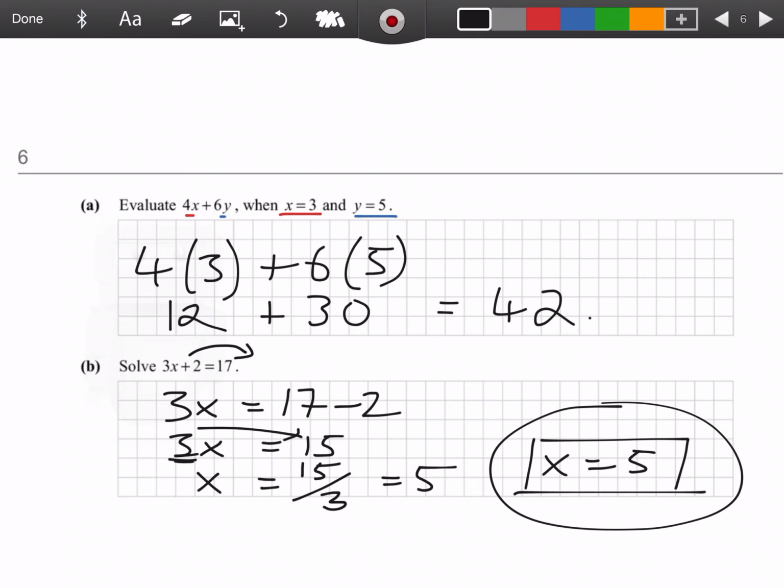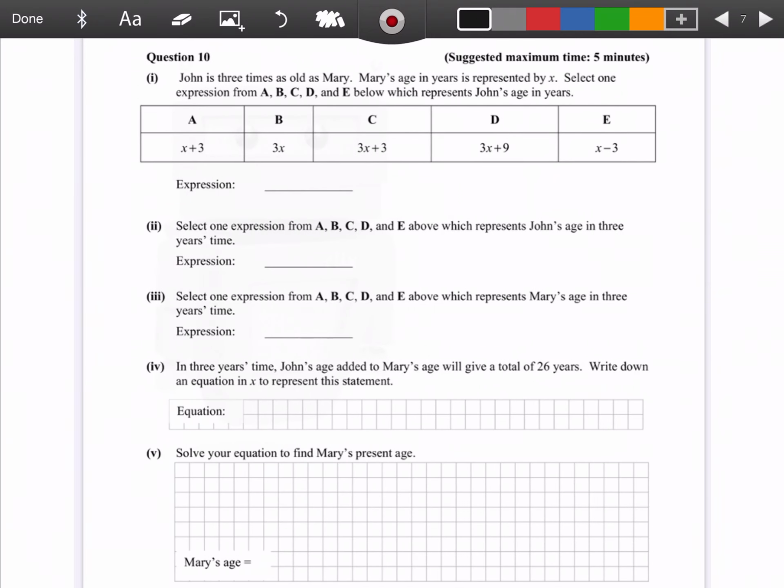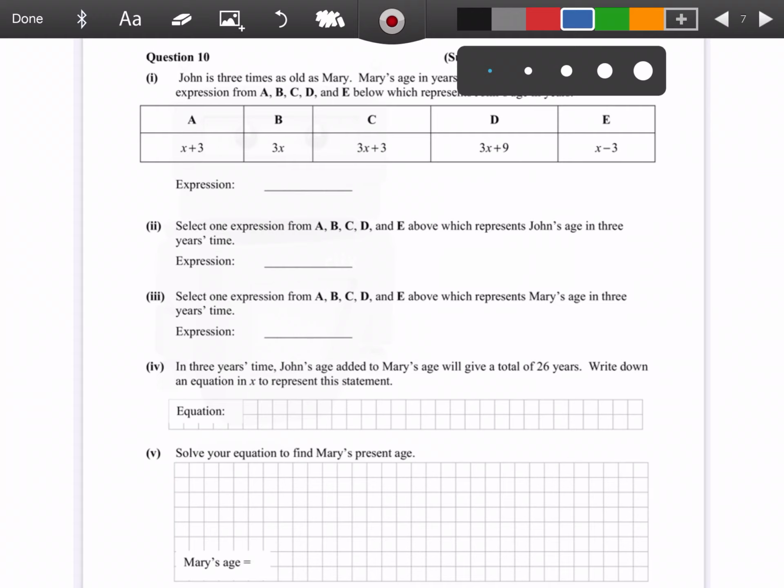Last one, question 7 here. And this one's a little bit different to a lot of the rest, but a lovely one because it's very similar to some of the last questions that we did in this topic from the textbook. So you can see it says John is 3 times as old as Mary. Mary's age is represented by x. Select one expression from A, B, C, D, and E below which represents John's age.